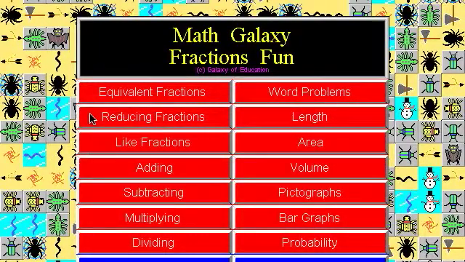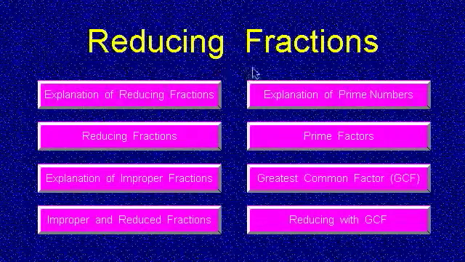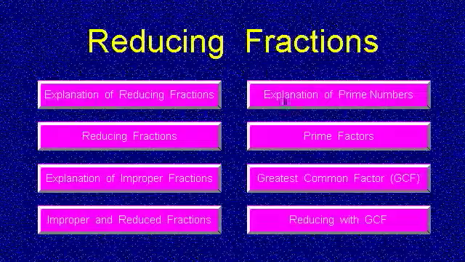And here we'll be looking at reducing fractions with greatest common factor and prime numbers. So first we want to look at prime numbers. What are prime numbers? They're numbers that are only divisible by themselves and 1. And it helps to know these, at least. 2 is the lowest prime number, the only even prime number, because all other even numbers are divisible by 2.